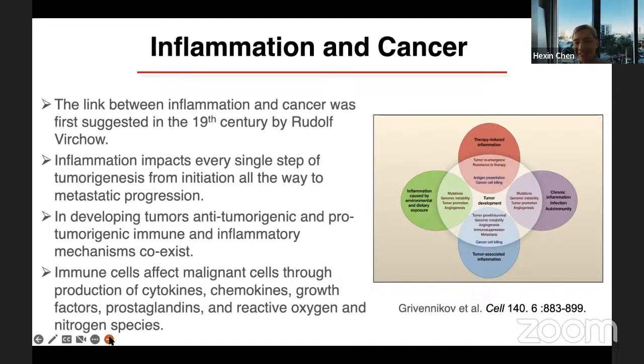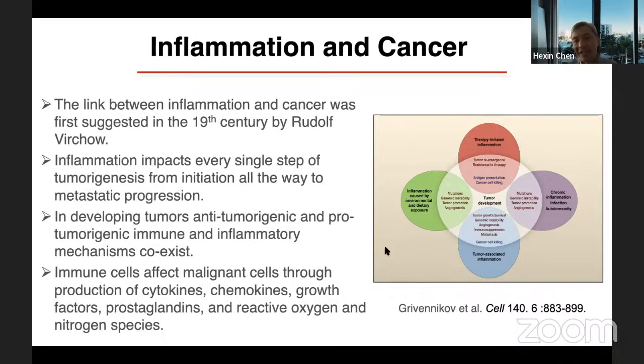In tumor development, we know the immune cells can play both pro- and anti-tumorigenic roles. Immune cells can secrete many factors to affect tumor growth, tumor mutations, and so on. So that raises an interesting question: how is cancer an unhealed wound? The big question is how the inflammation is triggered in the first place.